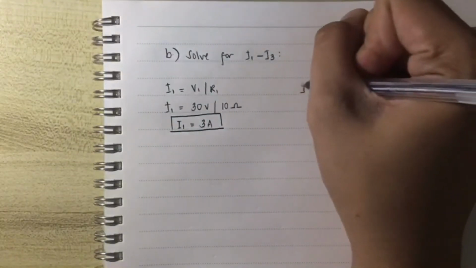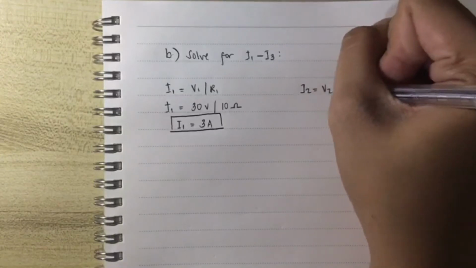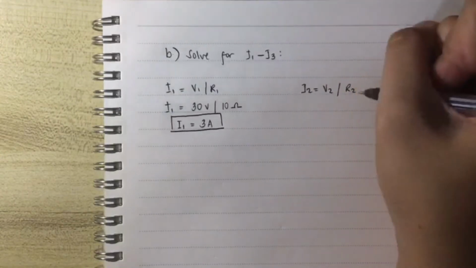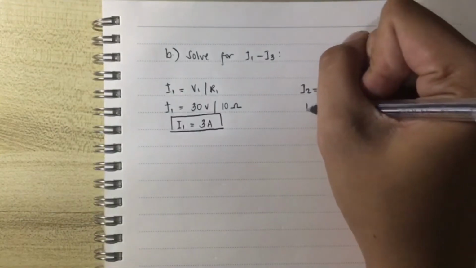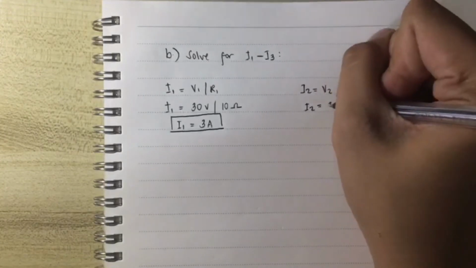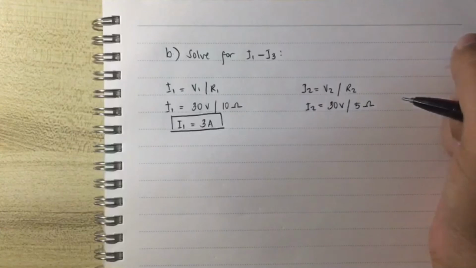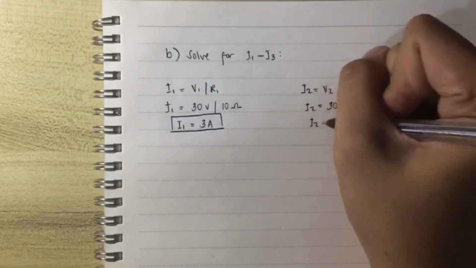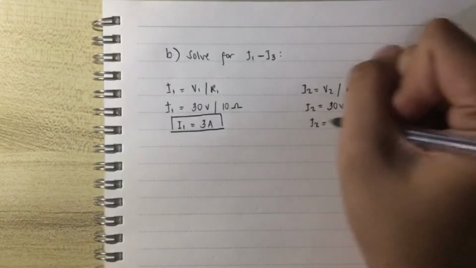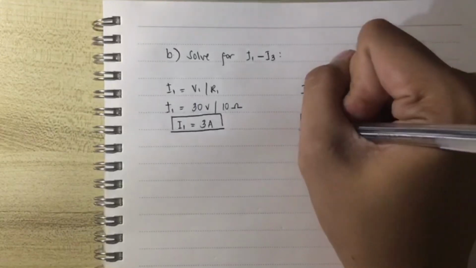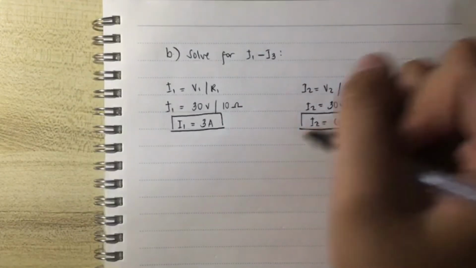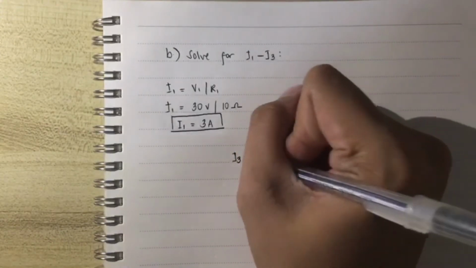For the intensity 2, the formula we will be using is intensity 2 is equal to voltage 2 over resistance 2. Substitute the given, the voltage 2 and the resistance 2, with 30 volts and 5 ohms. Divide 30 volts by 5 ohms, the intensity 2 is 6 amperes.